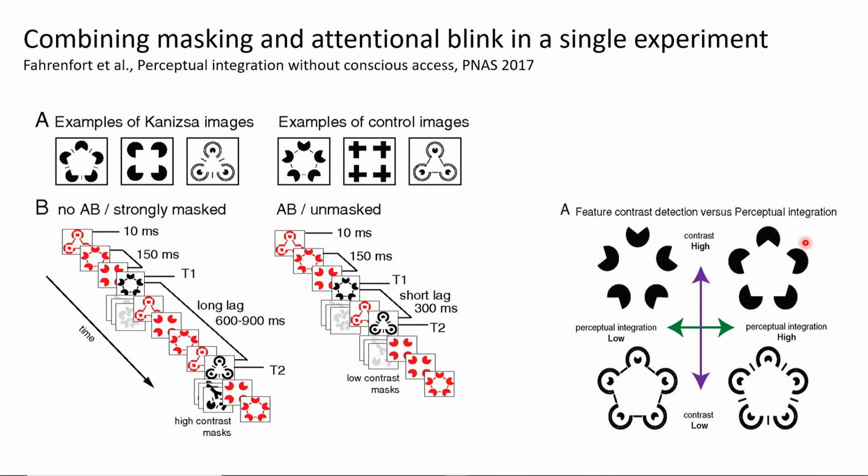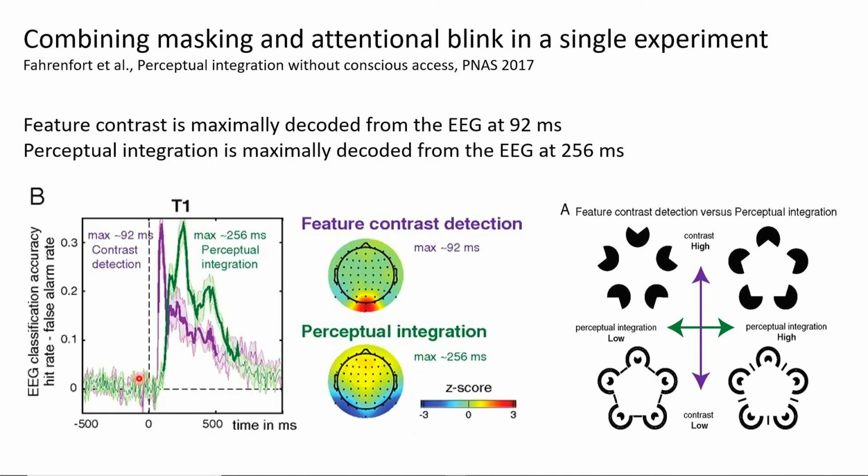What was decoded from visual cortex was either the feature contrast, since these Kanizsa stimuli typically had lower contrast and these had higher contrast, or the perceptual integration. All sorts of different versions were used, but low versus high contrast, and low versus high perceptual integration. And then you can see that at short latencies in these EEG recordings, you can decode the feature contrast, the high versus low contrast, whereas at longer latencies you can decode the perceptual integration contrast.